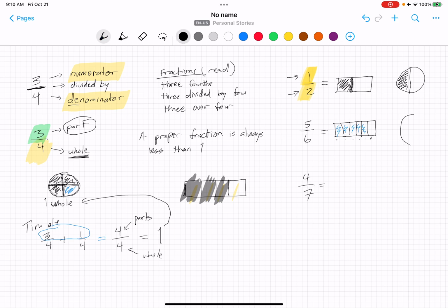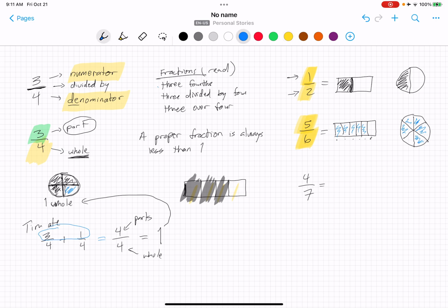Again, if I were to have a pie, I would have 6 pieces. I need 6 here, not 8. Okay. And again, how many of those pieces do I have? I have 1, 2, 3, 4, and 5. Okay. We can read this as 5/6, again, 5/6, 5 over 6, or 5 divided by 6. All are correct ways.